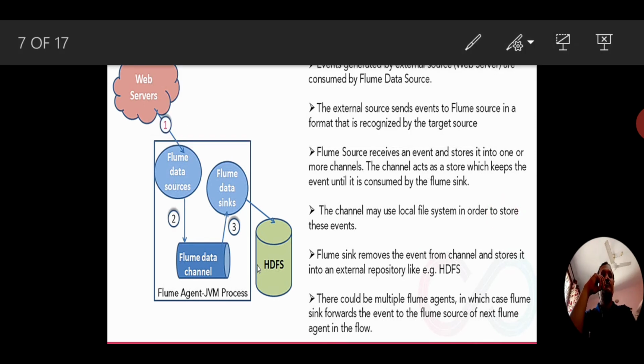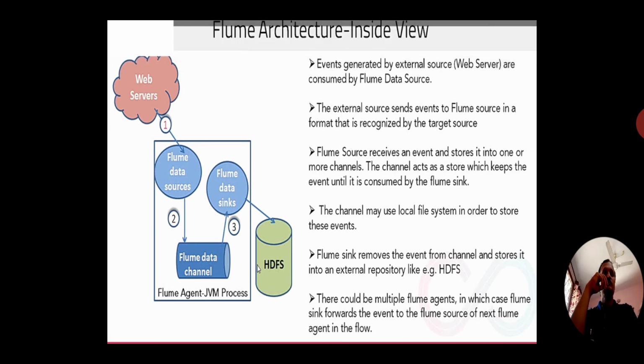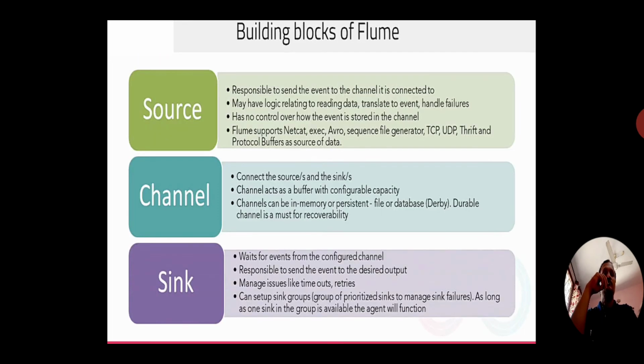So Flume can have multiple agents which transfer the data through multiple channels to the sink. Through the sink, data flows to the HDFS. As we said, Flume consists of three main components. One is source, another one is channel, and the third is sink.